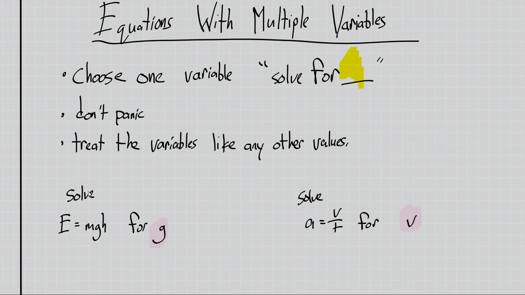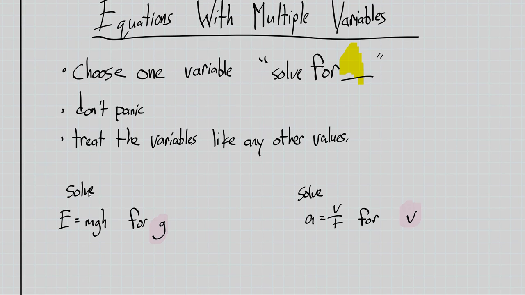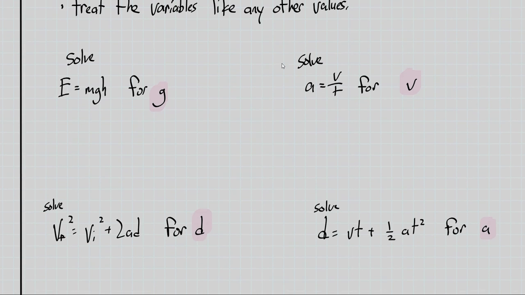So one thing you need to look out for is it says solve for. So solve for A, solve for B, solve for X. So that's what we need to watch for. If it says solve E equals mgh for g, then g is the variable that I need to watch out for. That's the one I want. Everything that's not g, I want to get rid of.